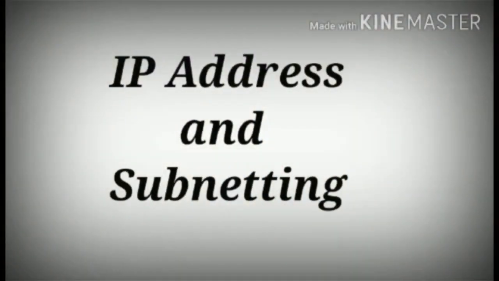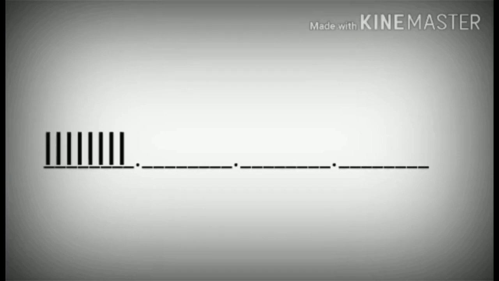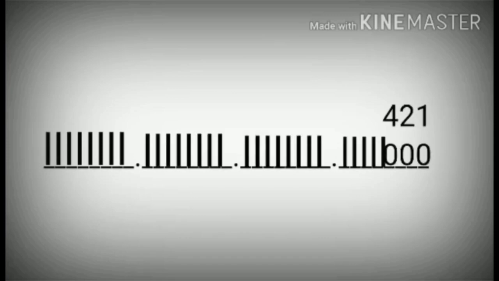Address and Subnetting. I have here a given IP address of 169.75.120.16/29. The first step that we're gonna do is to put all our bits: the first octet, second octet, third octet, and then the fourth octet. Next, we're gonna put our bits: 8 bits, 8 bits, 8 bits, 5 bits, a total of 29 bits.